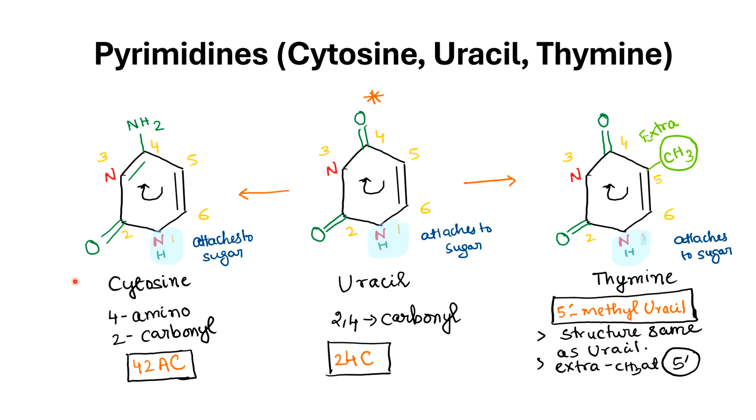Let's now have a look at the structure for cytosine. In cytosine, at number 2 position, the carbonyl group remains intact as that of the uracil, but only the 4th position gets an amino group. So remember it as 42AC. A stands for amino group and C stands for the carbonyl group. Clear? Here the glycosidic linkage is made with the N1. So N1 of the pyrimidines attaches itself to the first carbon atom of the pentose sugar during the nucleotide formation.